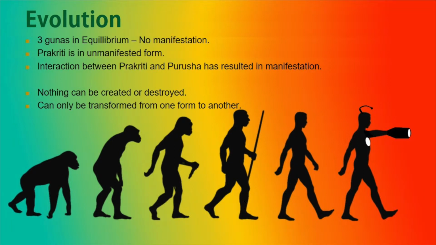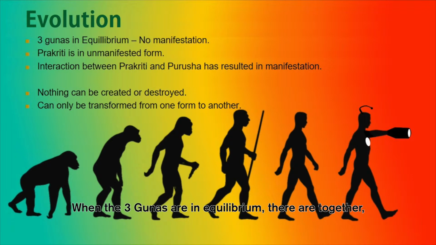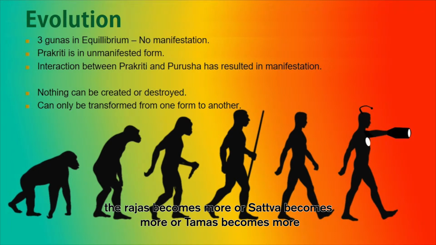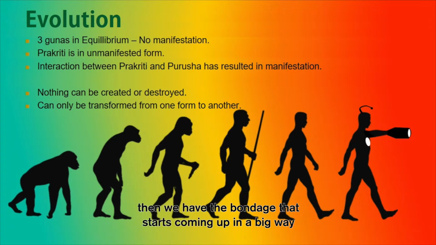Prakriti remains continuously unmanifested as long as the three Gunas are in equilibrium. When the three Gunas are in equilibrium, they are together, they are in a balance, they are samatva, then the Prakriti remains unmanifest. But once there is an imbalance, once the Rajas becomes more, or Sattva becomes more, or Tamas becomes more, they are not in an equilibrium, then we have the bondage that starts coming up in a big way.